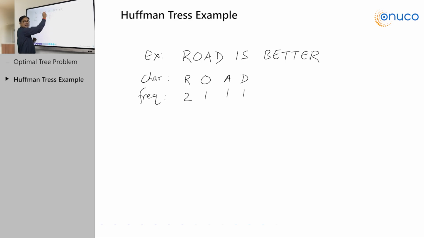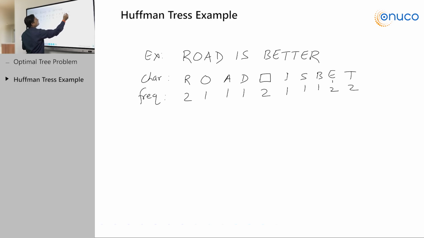Blank space, remember the blank space is also a character, so we need to take care of blank space. 1, 2 times. Blank space we generally represent with a square block, a box. So we can write 2 times. I, 1 time. S, 1 time. B, blank space already considered. B, 1 time. E, 2 times. T, 2 times. Remaining all is taken care of.